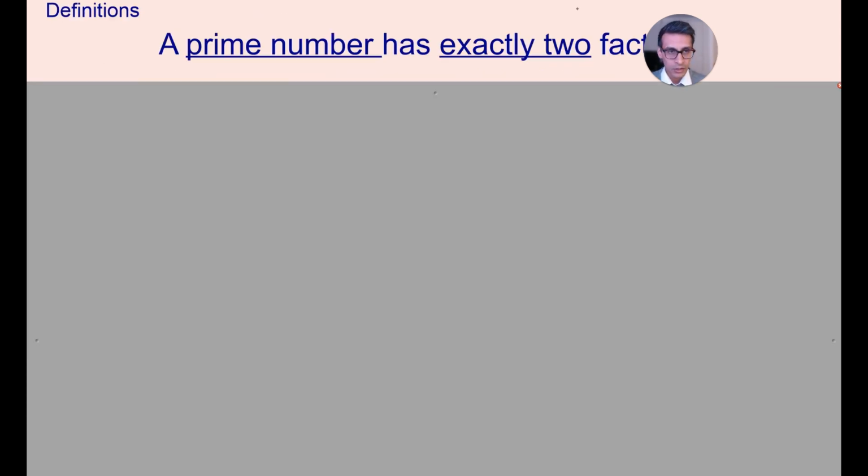Now another definition that we need to know is what a prime number is. A prime number has exactly 2 factors. It can't have more, it can't have less. So exactly 2, that's why it's underlined. And we'll look at some examples in a minute.